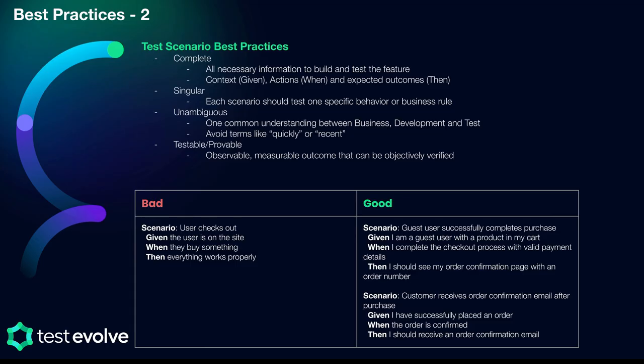And then we keep, as discussed earlier, that order confirmation email verification. We want the test to be singular. We want both of these tests to test something different. So we just change the then step. Then I should receive an order confirmation email.